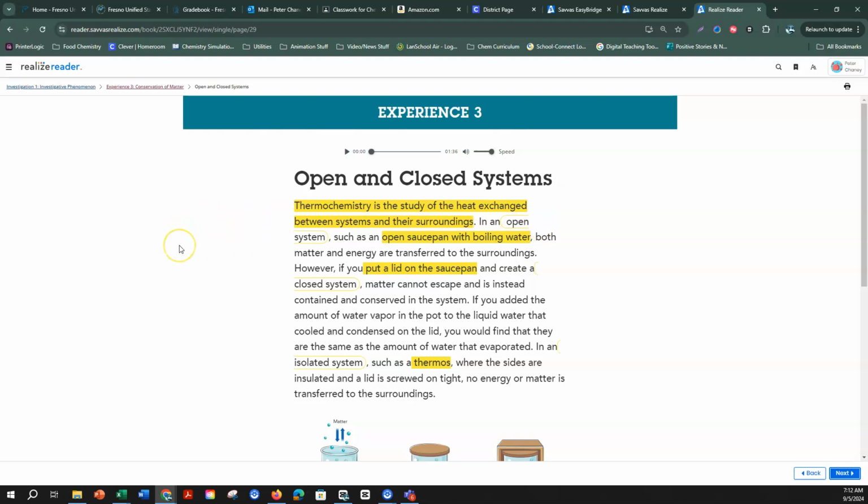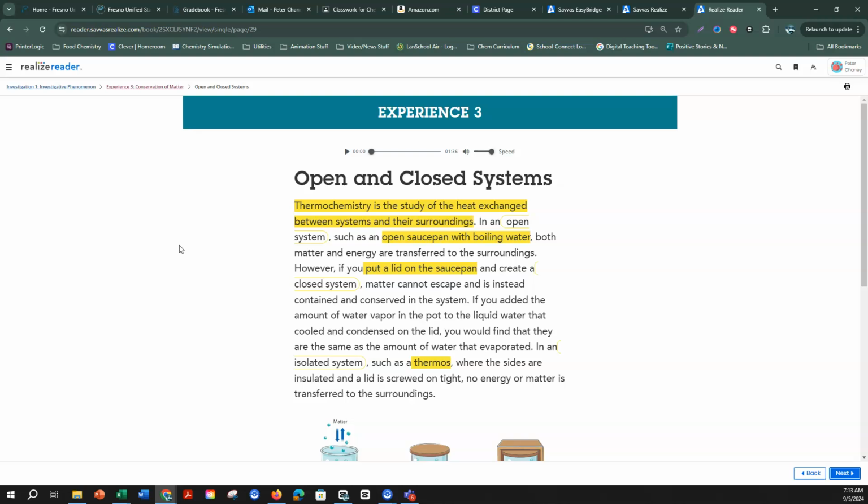So now open and closed systems. Highlight and circle the annotations that you see. Thermal chemistry is the study of the heat exchange between systems and their surroundings. In an open system, so circle that word, open system, such as an open saucepan with boiling water, both matter and energy are transferred to the surroundings. However, if you put a lid on the saucepan and create a closed system, circle the word closed system, matter cannot escape and it is instead contained and conserved in the system.